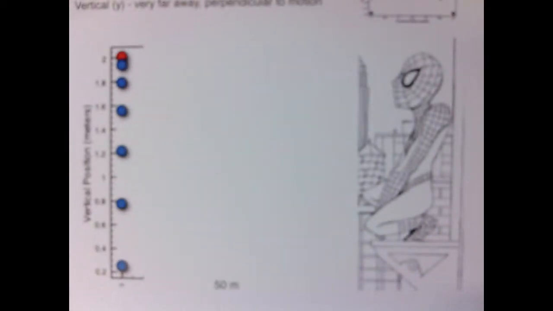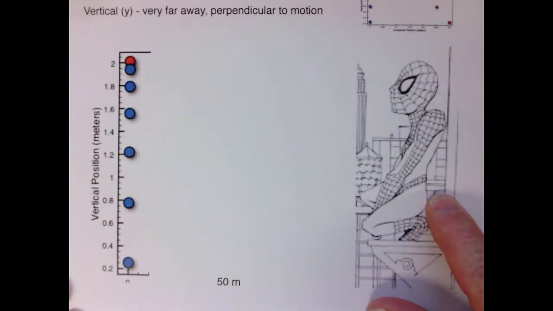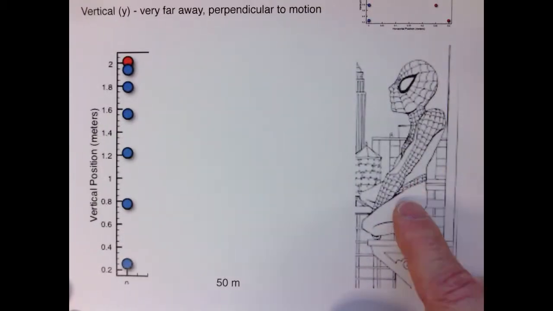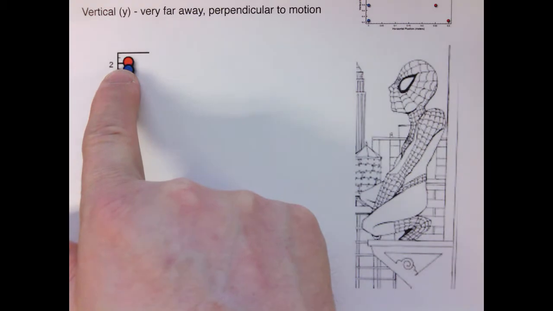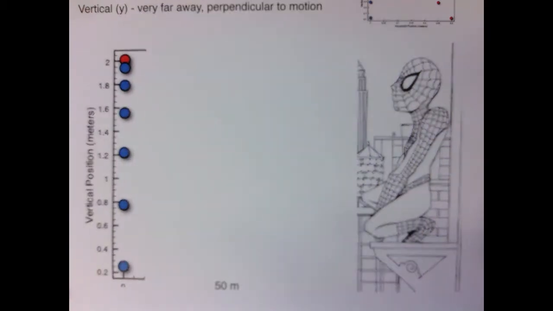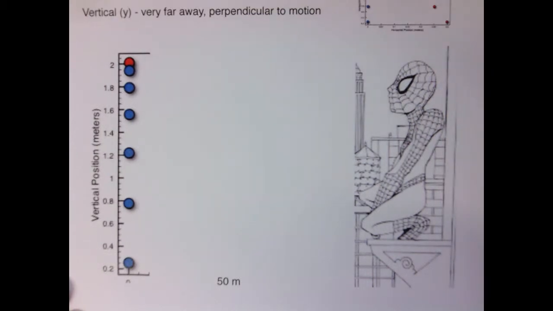not observe it. So from this frame of reference, very far away, looking at the vertical, Spider-Man will see only the vertical motion. If you ask him what's happening, he's like, oh, the ball just drops. That's what he would conclude.